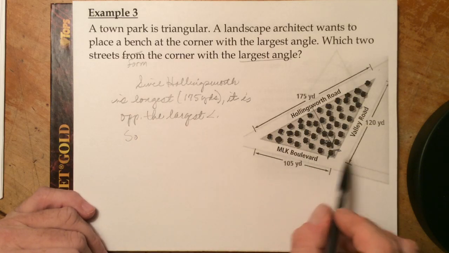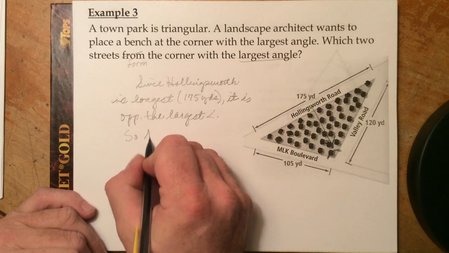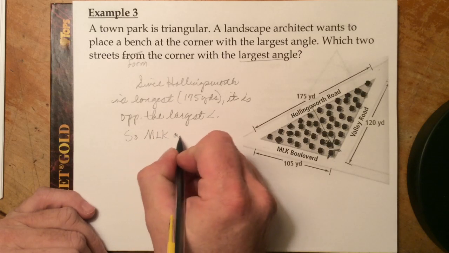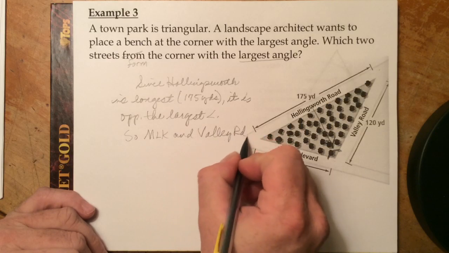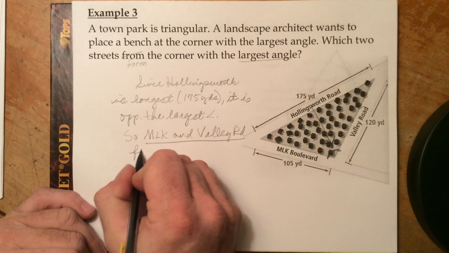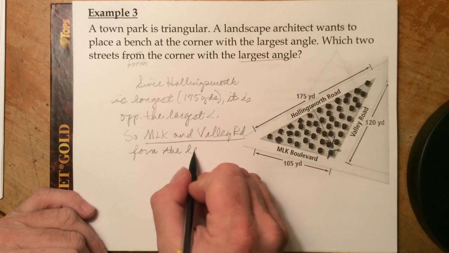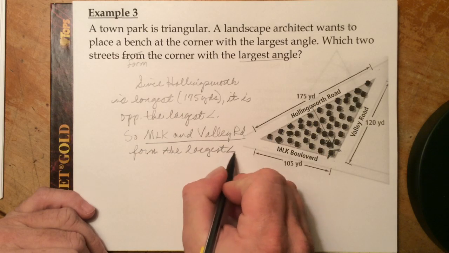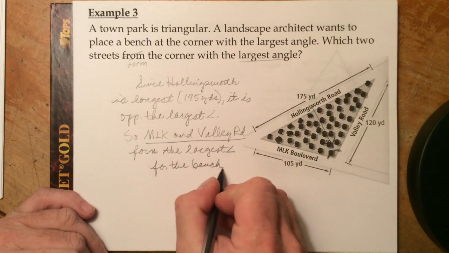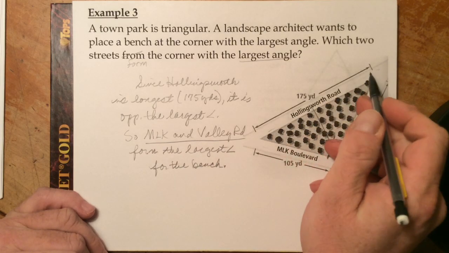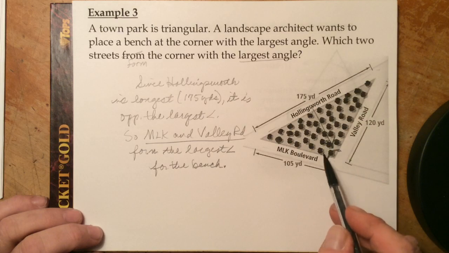So the two streets that create the angle where they're going to put the bench are MLK Boulevard and Valley Road. They form the largest angle for the bench. Since Hollingsworth Road is the longest, then across from that has to be the largest angle. Pretty simple.